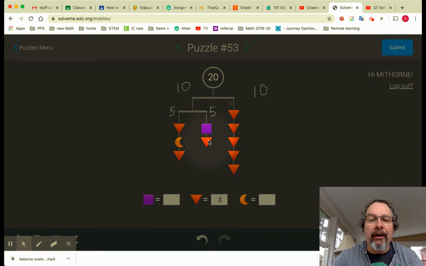If we know a triangle is 2 and this strand is 5, the square would be 3. Over here, 2 and 2, so we have 4 out of our 5. So we know the moon, the orange moon, would have to be 1. So the math is pretty simple. The issue is following the path to be able to use the clues, the information that you're given, to find the missing pieces.